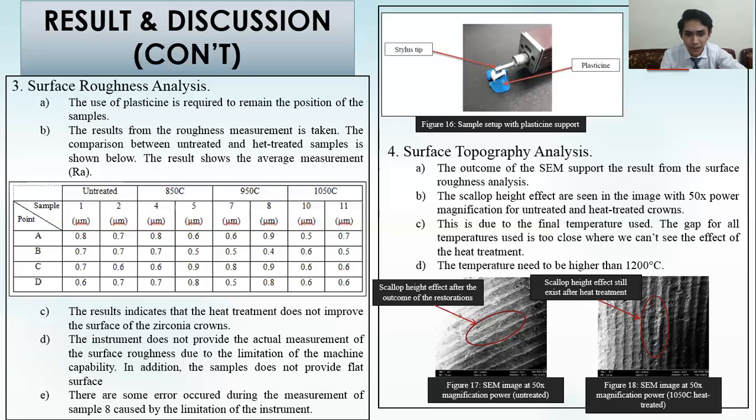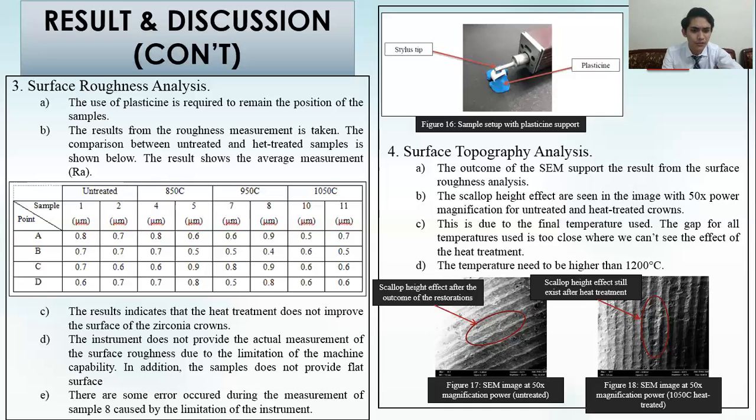This happens because the instrument does not provide the actual measurement of the surface roughness due to the limitation of the machine capability. In addition, the sample does not provide a flat surface. So there was some error during the measurement of sample 8, also caused by the limitation of the instrument. So lastly is the surface topography analysis.